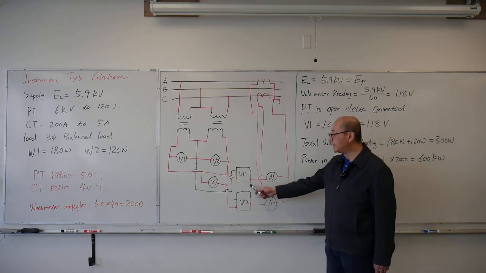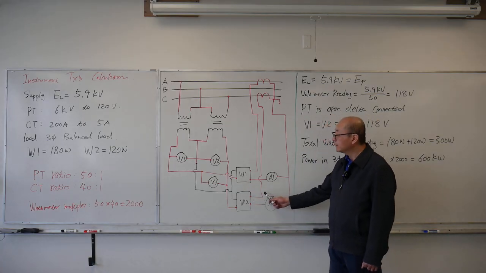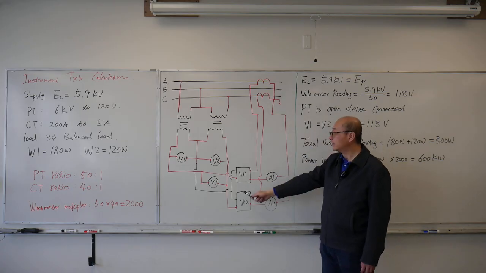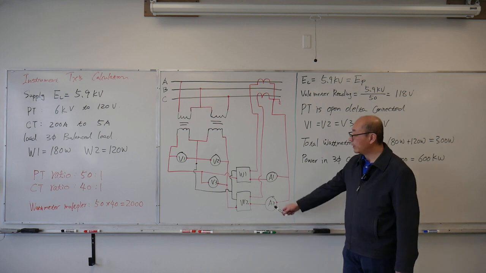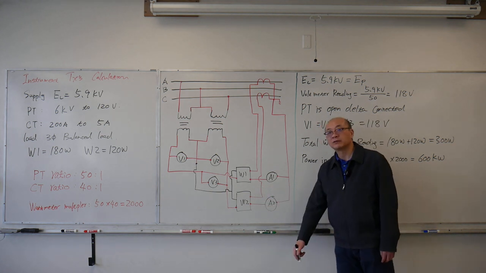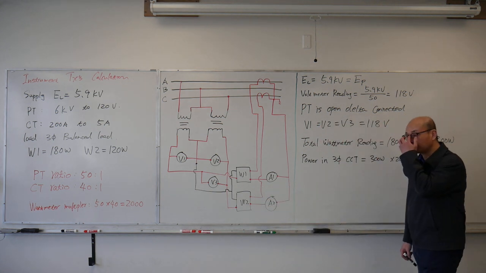Now we have 2 wattmeters. As we connect them, they measure 2 of the line currents and the potential line voltage down there. They will give the reading for the total 3-phase circuit.